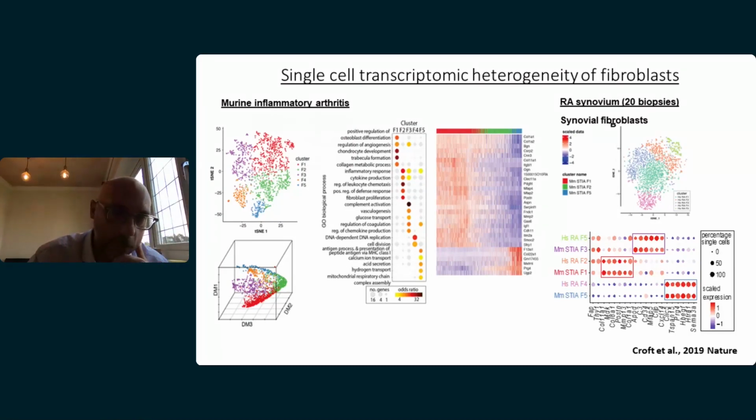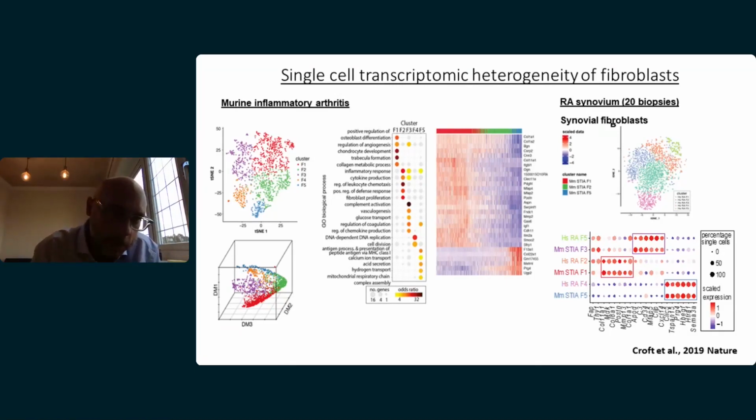conventionally now. You can see that what we found on the single cell transcriptomics were 5 distinct clusters of fibroblasts. One of them was an actively proliferating population of fibroblasts. One of them was the lining layer fibroblasts, with the phenotype of those lining layer fibroblasts that you see in the joint even under resting conditions. And then we found 3 populations within the deeper sublining tissue.